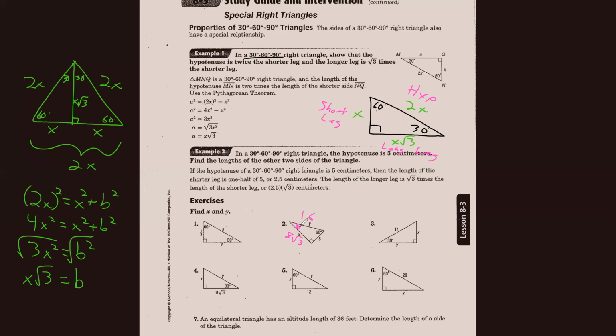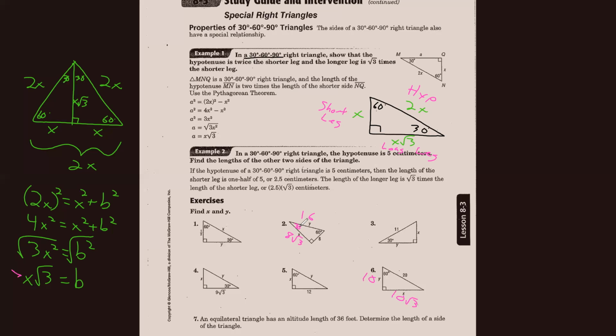Next, let's go down to number 6. This time they gave me the hypotenuse first, so I've got to go backwards. I know the hypotenuse compared to the short leg is double. So if that's 20, then this piece has to be 10. Then for the bottom one, the long leg, I take the short leg and multiply it by square root of 3. So this is 10 radical 3. We're just following that same pattern every single time.